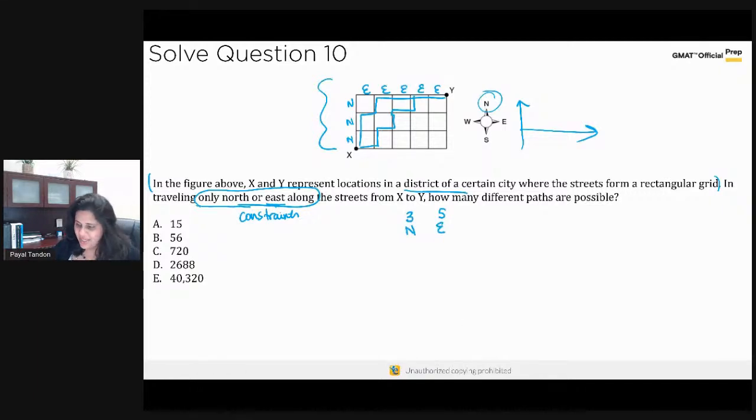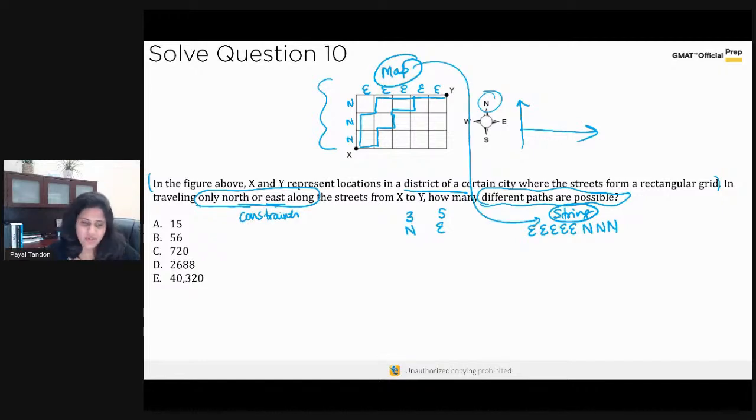Essentially you have to figure out how many different paths are possible. So for that, you need to figure out what are all the options there. So in a sense, you have converted your map problem into your string problem. That's what you have translated. Now all you have to do is figure out how many different arrangements are possible. Now, how many spots are there? You have a total of 8 spots. 1, 2, 3, 4, 5, 6, 7, 8.